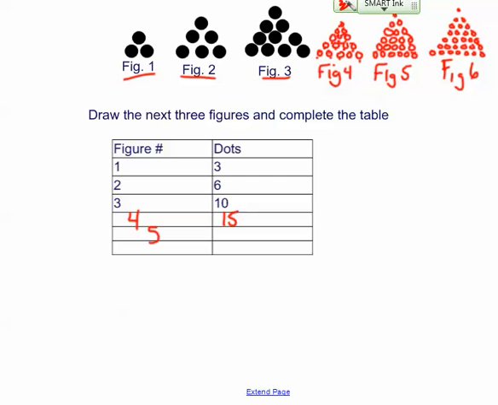Let's count. 1, 2, 3, 4, 5, 6, 7, 8, 9, 10, 11, 12, 13, 14, 15, 16, 17, 18, 19, 20, 21. And figure 6, let's count how many dots it would have. It had 7 on the bottom, so it has 7 here, 6, 5, 4, 3, 2, 1. 7 plus 6 is 13, 13 plus 5 is 18, 18 plus 4 is 22, 22 plus 3 is 25, 25 plus 2 is 27, and 27 plus 1 is 26.